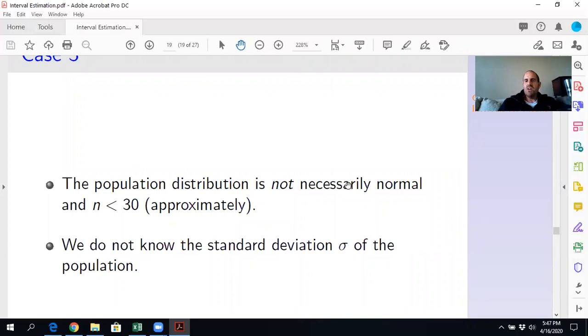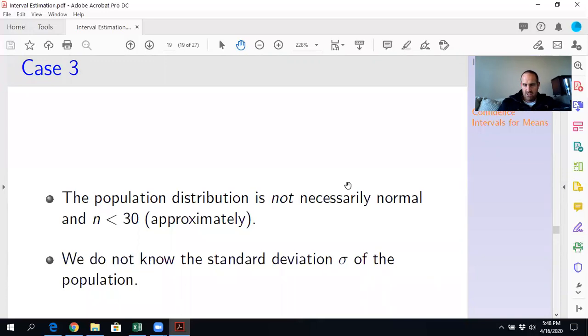Remember, the first case was that we knew the underlying distribution was basically normal, and we knew the underlying standard deviation. Then we could just use the standard normal distribution and the central limit theorem. Everything worked out nice. The second case was you don't know that the underlying distribution is normal, and you don't know the population standard deviation, but you have a pretty big sample size, beyond 30. You can still invoke the central limit theorem and use the standard normal distribution table. The third case is the one that's still dangling out there.